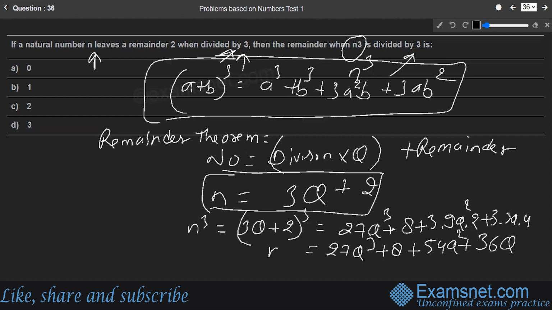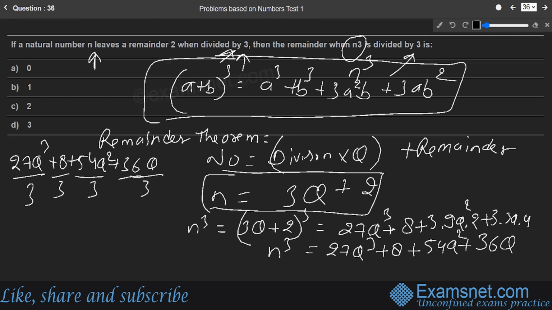So this is the n cube expression. When it says the n cube is divided by 3, let us divide the n cube by 3 and try to find out the remainder. 27q cube plus 8 plus 54q square plus 36q. When they are divided by 3, each term can be divided individually by 3 to give the remainder.